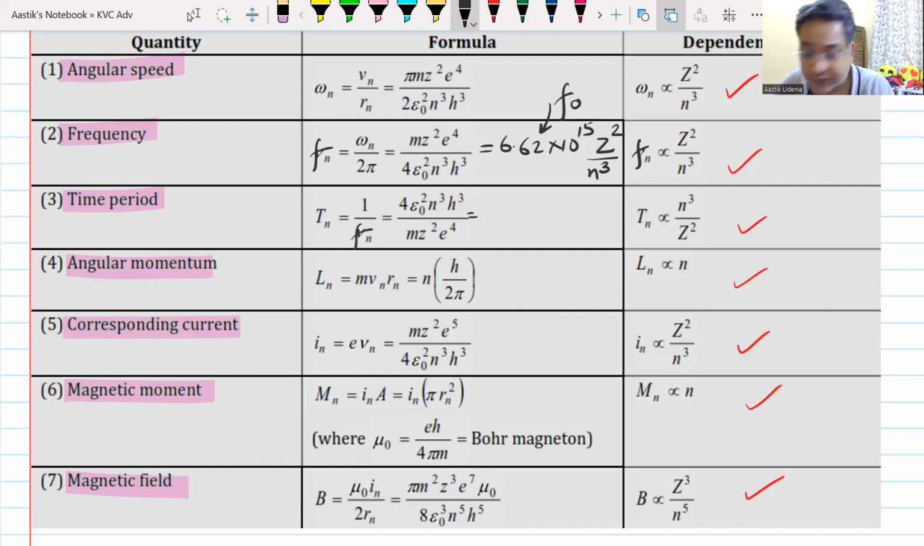You can write this as 1.51 into 10 raised to the power minus 16. This is time period, so it becomes the reverse. This 1.51 into 10 raised to the power minus 16 can be called T naught. What is T naught? Well, T naught is the time period of revolution of an electron in the first Bohr orbit of a hydrogen atom. The other things are there. The only thing that you can do is that you remember them.